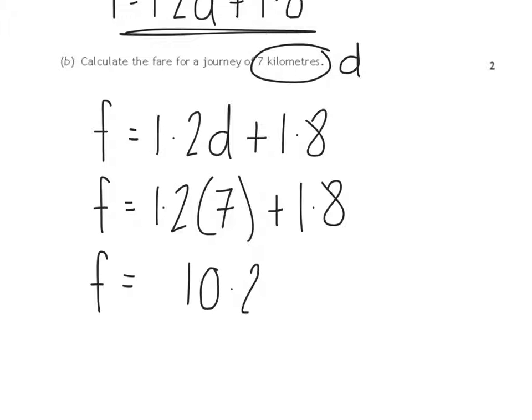Now at this point we should remember we're obviously talking about a taxi fare, so that means we need a pound sign and 2 digits after the decimal point. So the taxi fare for a journey of 7 kilometres should be £10.20.